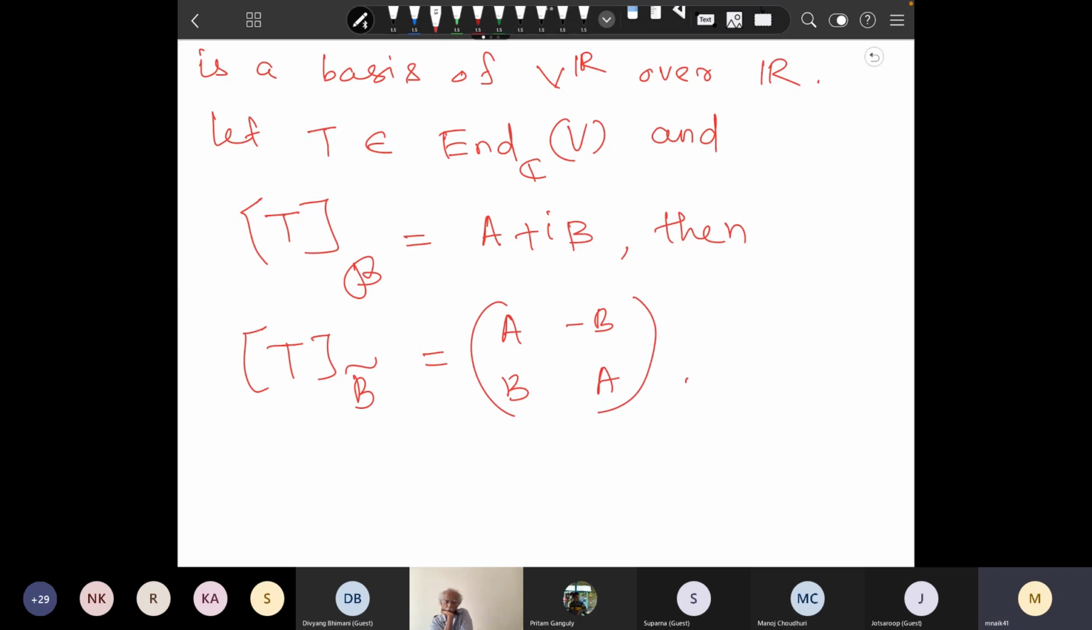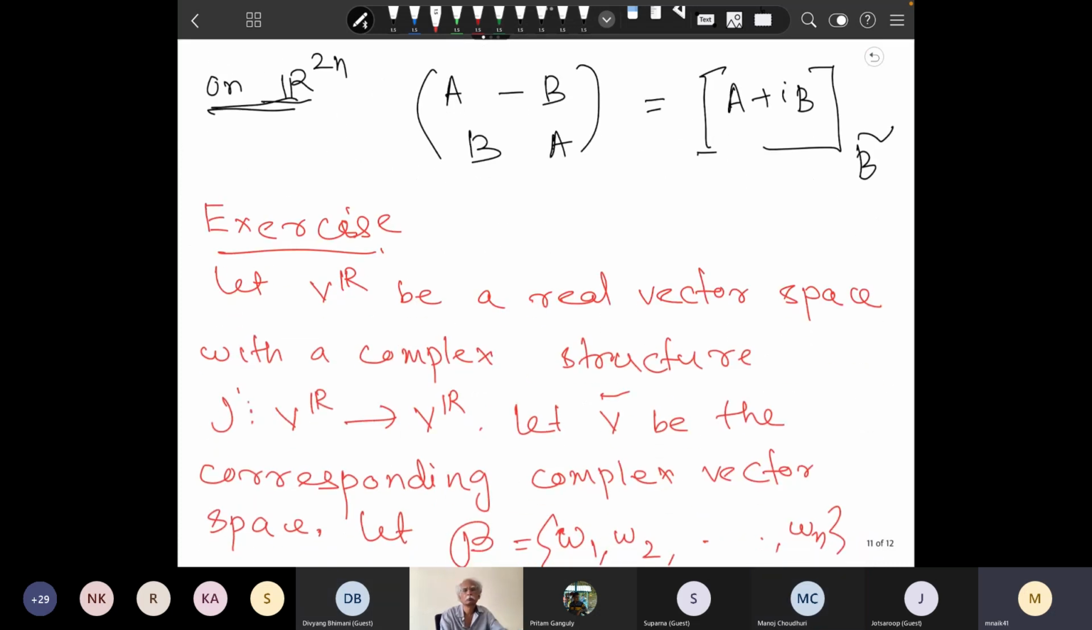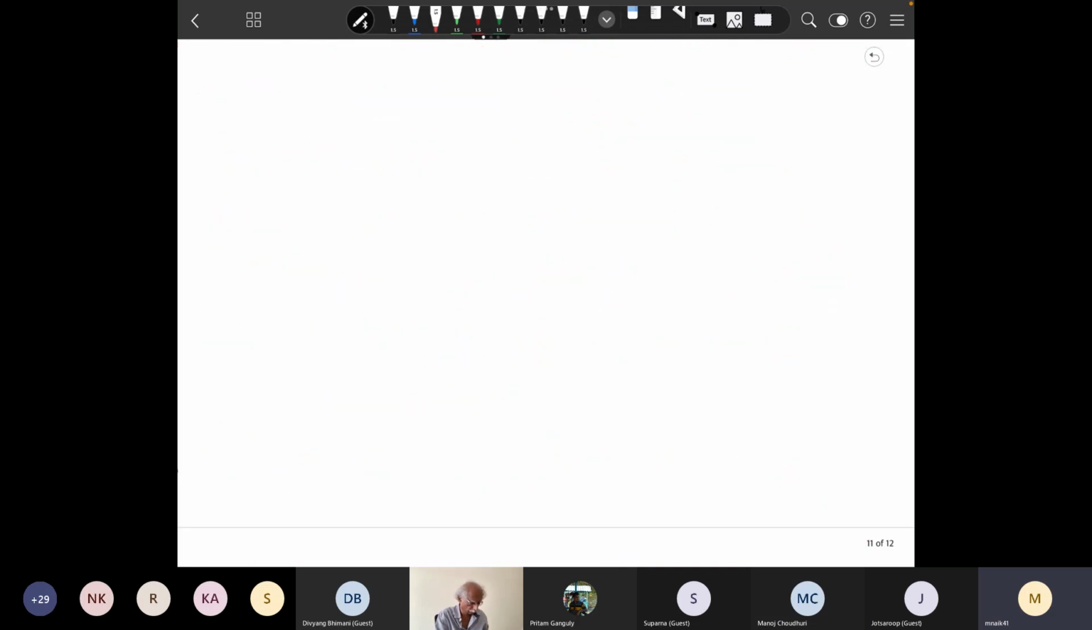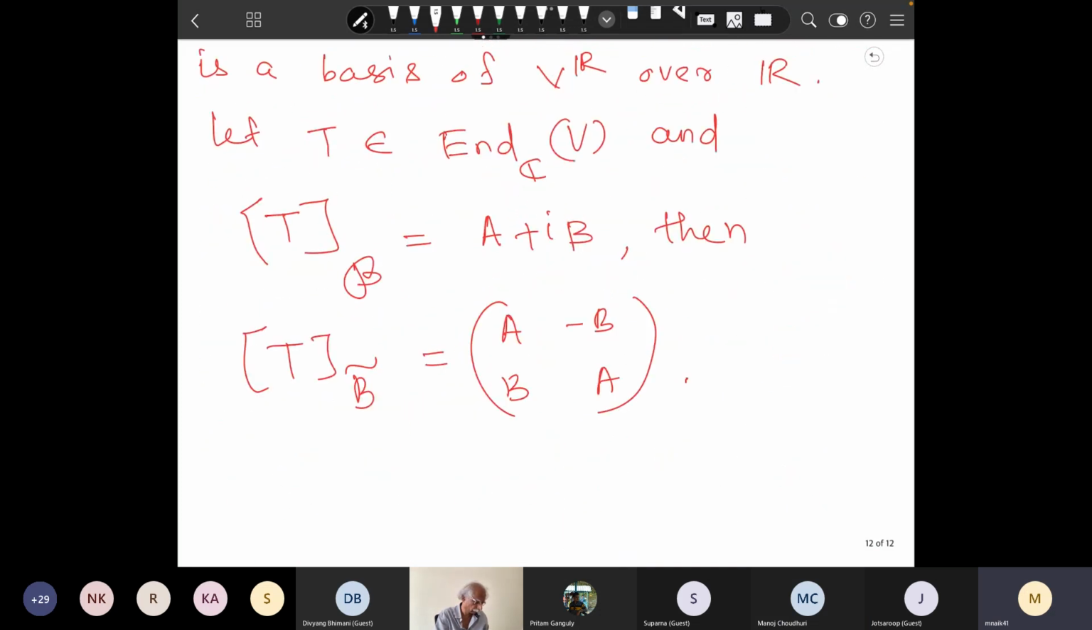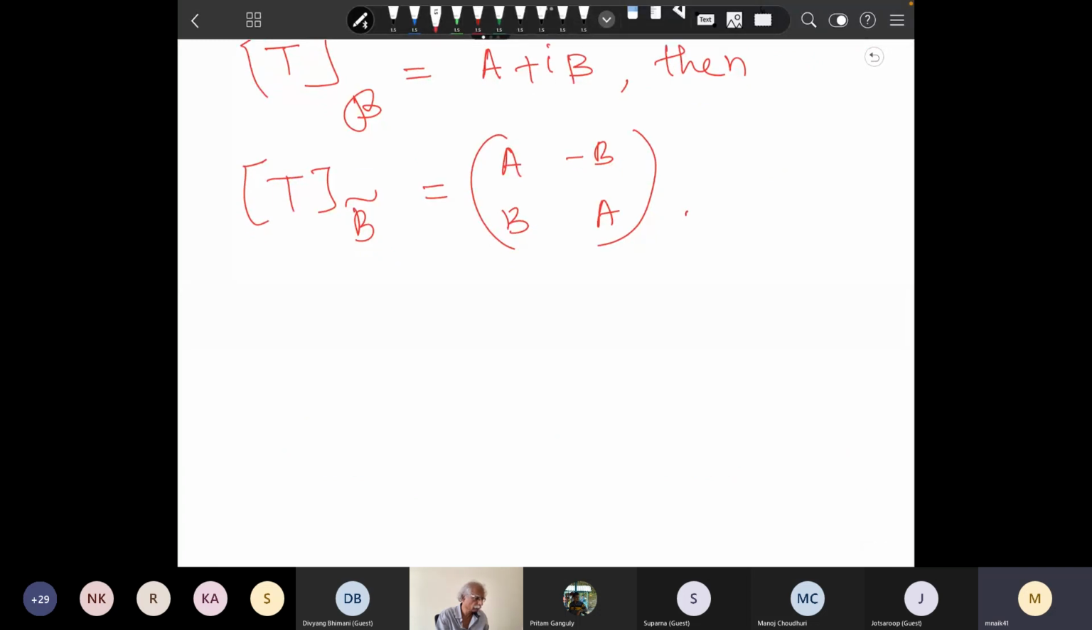Is it clear now? This exercise is very simple. For that reason, I was writing this standard basis of R^2n as JF1, JF2, ..., JFn. So this is a very simple exercise, and you can do it. If you can't do it, then tell me in the message. Both the vector spaces will be isomorphic to C^n and R^2n, right? You do it on your own.